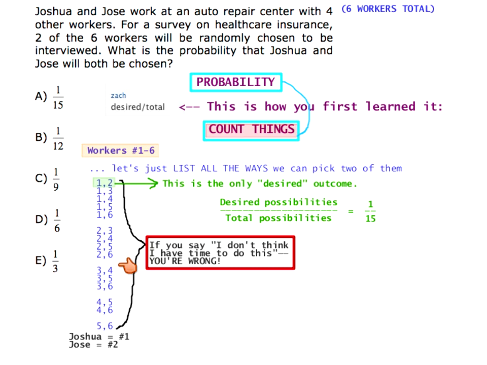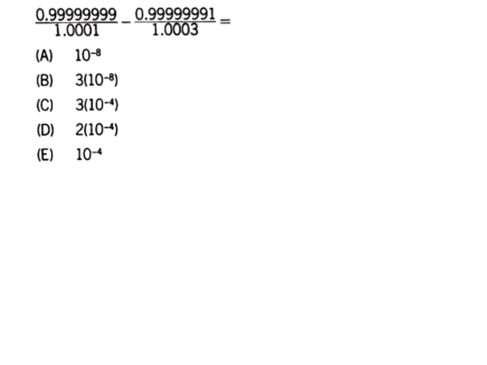Let's go back to the problem. Here's the problem again. Okay. Nobody knows what I would do. You guys are going to smack yourselves in the head.